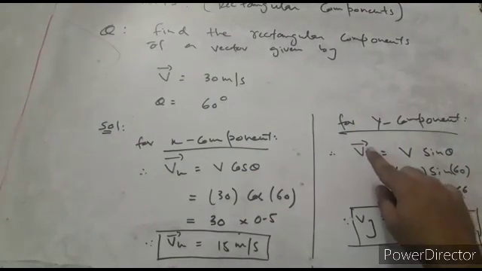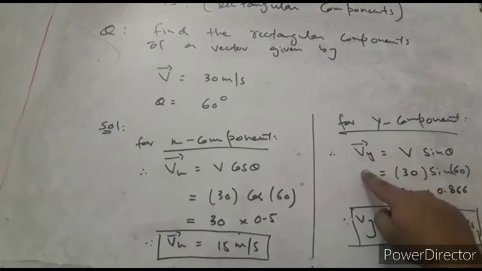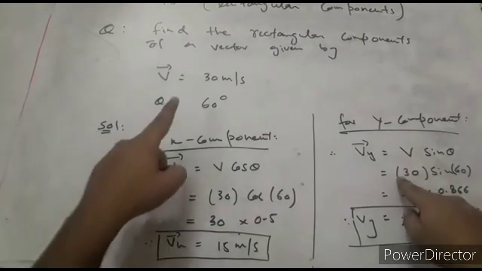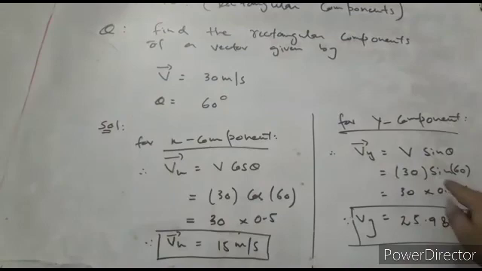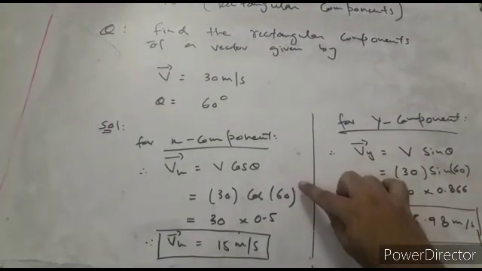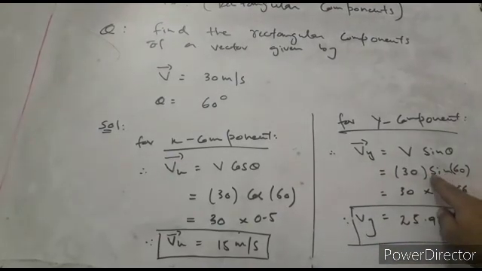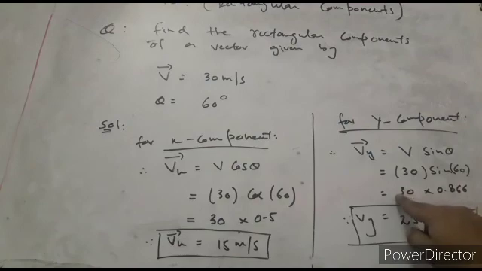Let's say we have a vector V, so its y component will be called Vy, and its formula will be V sin theta. Here we put the value of V, 30, which is given over here, and we put the angle 60 degrees, the same as we put in the x component. By the calculator we find the value of sin 60, and it is approximately 0.866, and then we multiply it with 30. So the final answer is 25.98 meters per second.